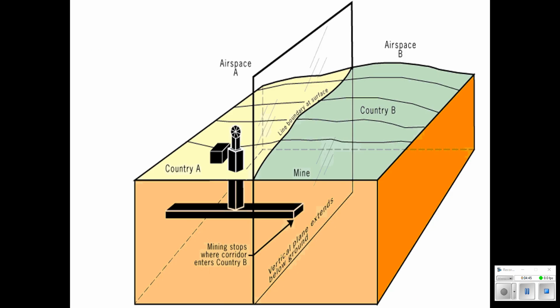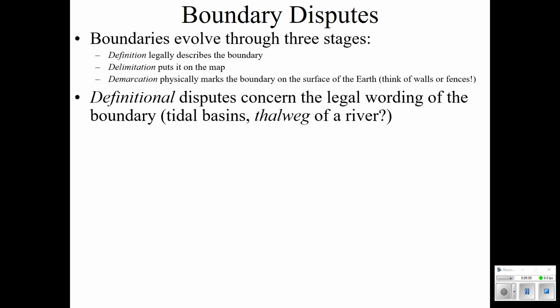So here's just a quick little visual of what I meant by a vertical plane, that the boundary is not just on the land, that it literally goes up into the airspace and down into the subsoil. Boundaries, of course, go through different stages. They have to be defined, they have to be delimited, and sometimes they are actually demarcated. And we'll talk about that.